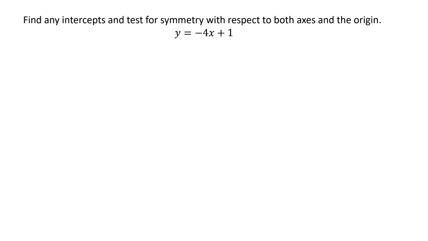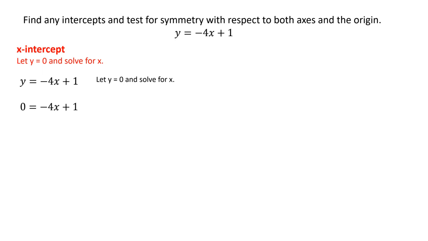Find any intercepts and test for symmetry with respect to both axes and the origin. So we have an equation here that hopefully by now we recognize is an equation of a line, and it's in a particular format. It's in slope-intercept form. So let's go ahead and solve for the x and y intercepts of this line. So to find the intercepts, let's start with our x-intercept. If we want our x-intercept, we're going to set y equal to 0 and solve for x. So let's go ahead and do that.